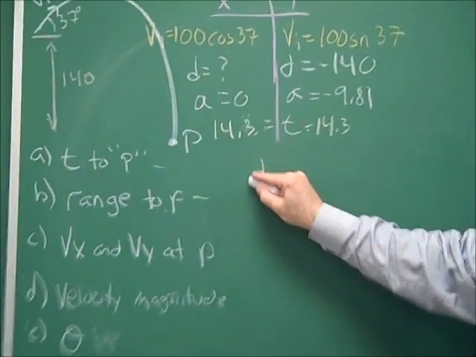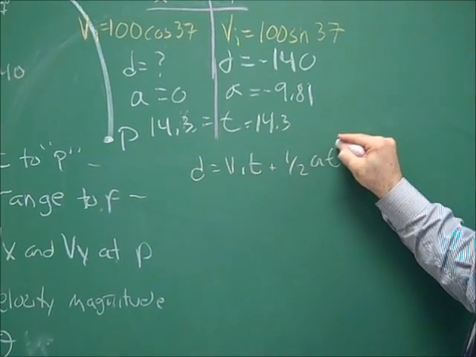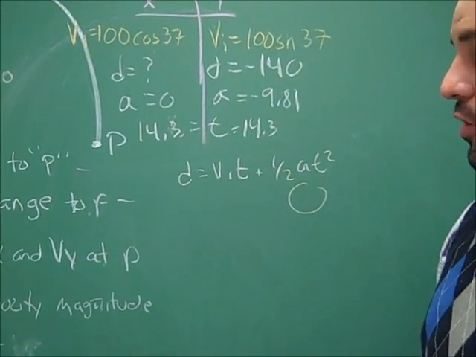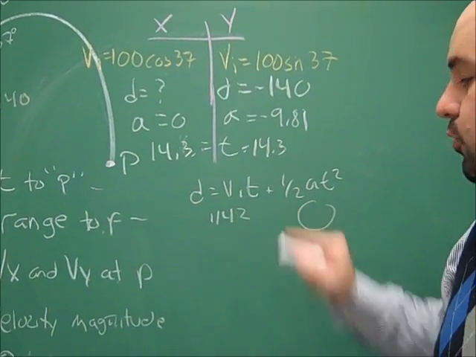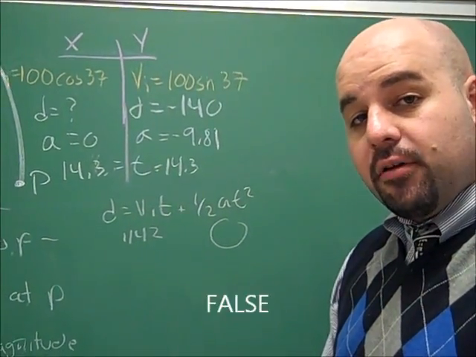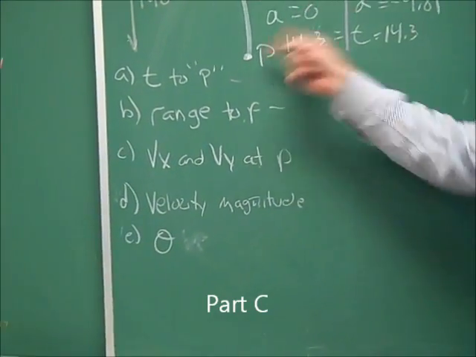There's an equation: d equals VIT plus 1/2 AT squared. This is, of course, all 0. And when you do the math, this comes up to be 1142. It's that simple.